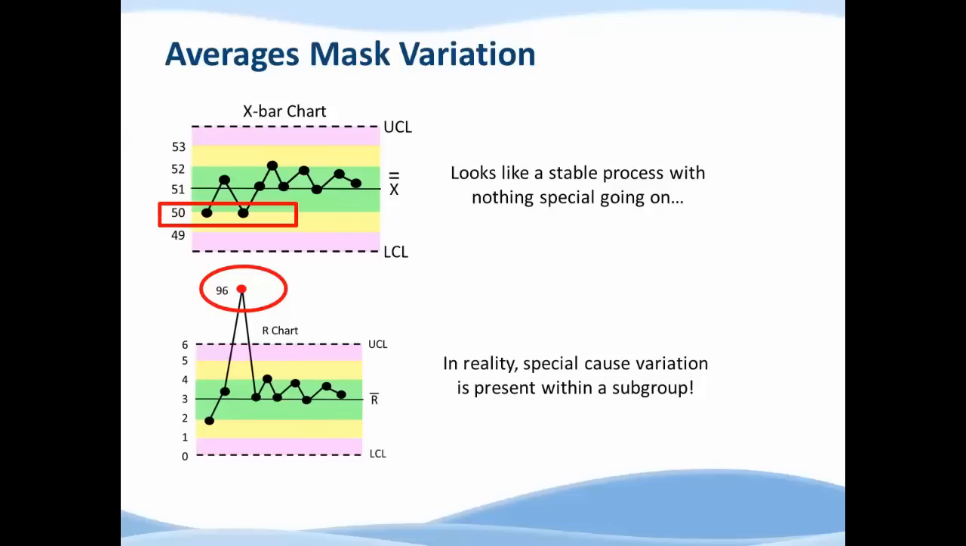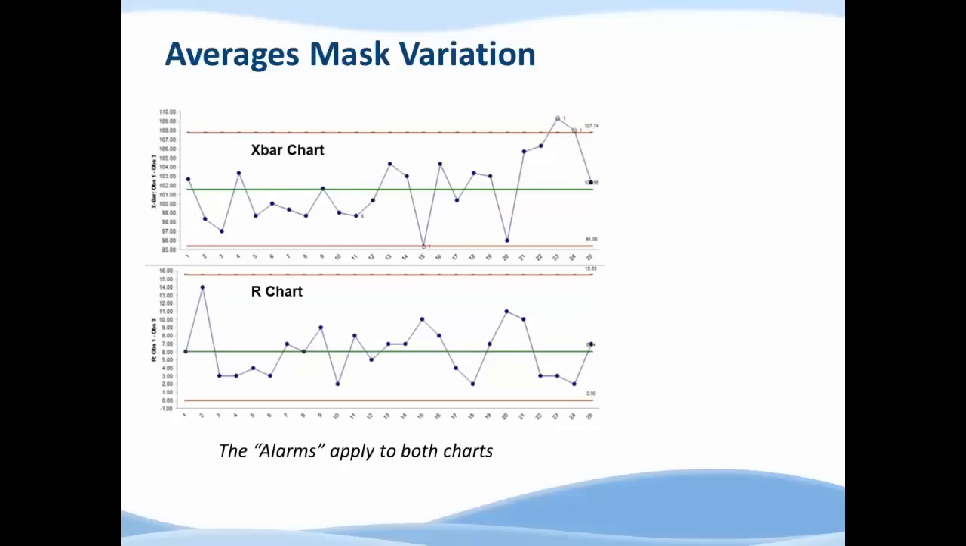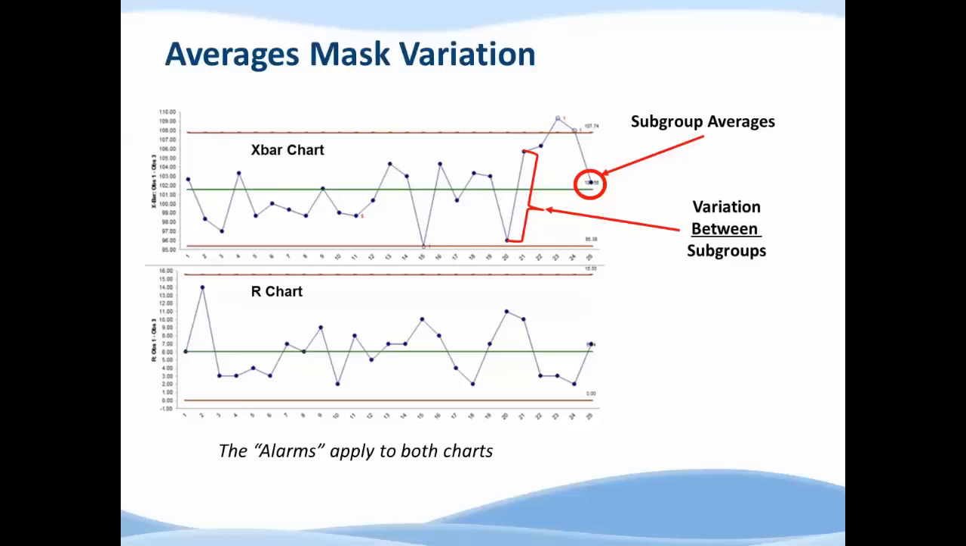In reality, we have a lot of variation going on, and this is an unstable process regardless of what the Xbar chart tells you. So as you look at an Xbar chart in the Sigma Excel output, know that the alarms do apply. You could get little red numbers on an Xbar chart. You could get little red numbers on an R chart as well. When you look at the dot on an Xbar chart, that is an average of your subgroup. The space between the dots on an Xbar chart indicates the variation between subgroups. The dots on the R chart show you the variation within subgroups.